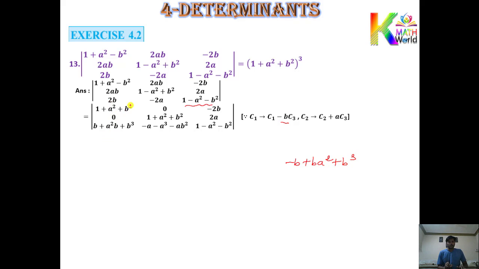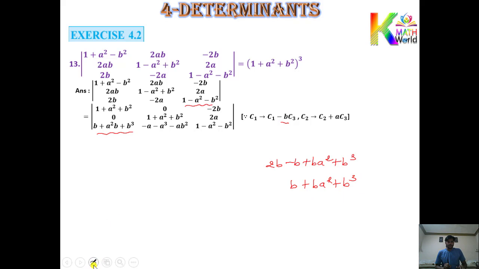And what is present here? You can see here 2b is there. You can see the last element is 2b. So 2b minus b means you got b plus b square plus b cube. So that thing you can see here, b plus a square b, that is the same as b square plus b cube. Okay.